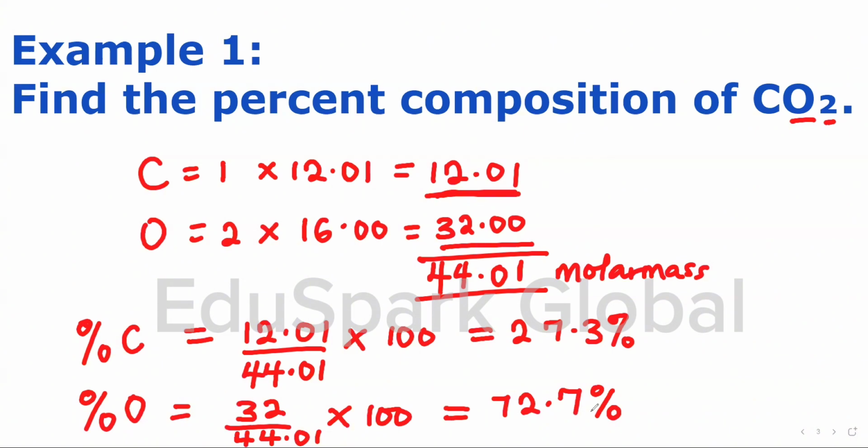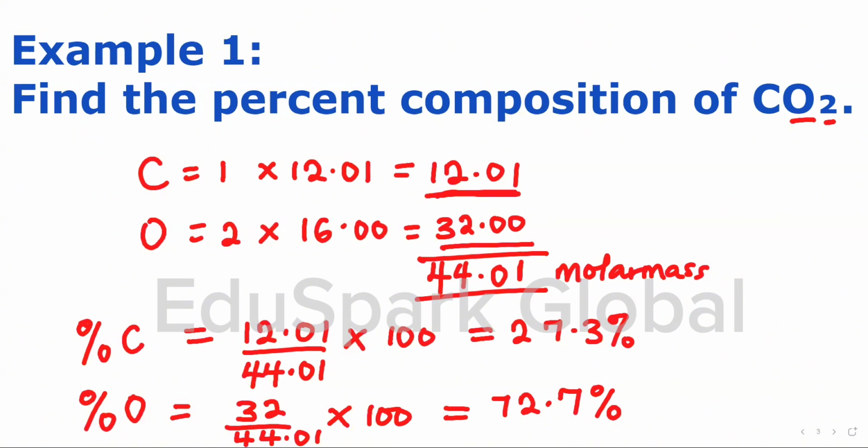To confirm that what you calculated is correct, what you would do is add all the percentages of every element in that compound, and that should equal 100%. That's how you know that your calculation is correct. So if we add these two up, they will give us 100%. So this is how you calculate the percent composition of CO2.